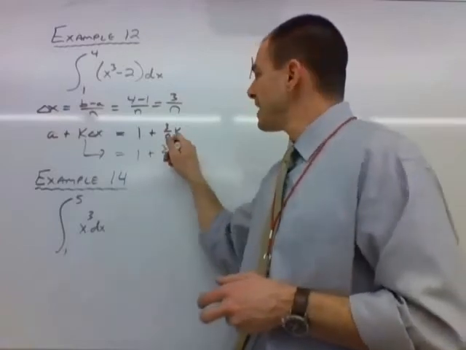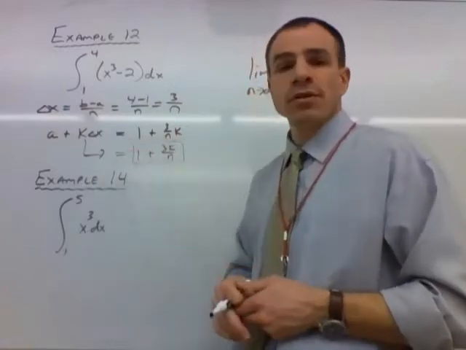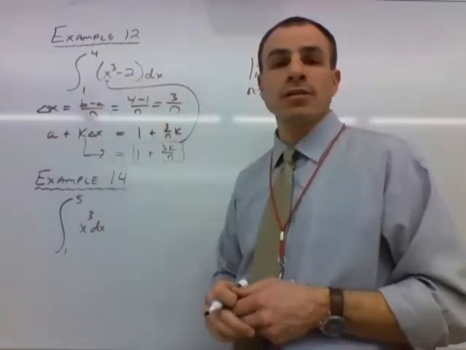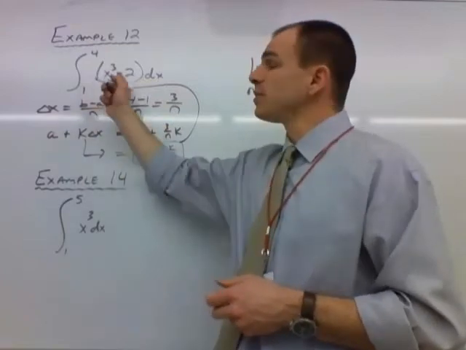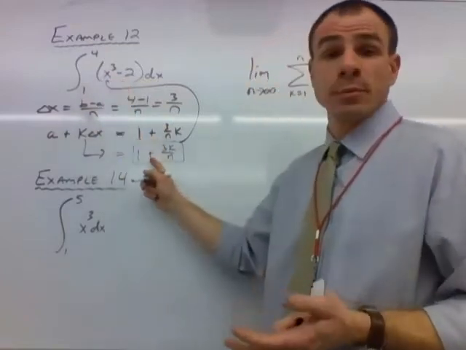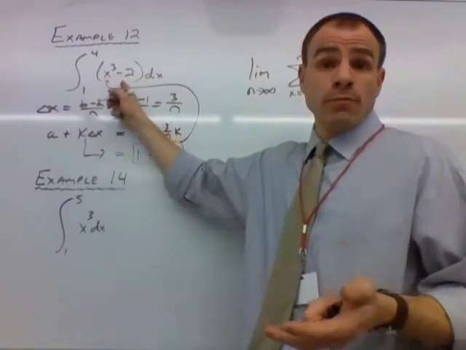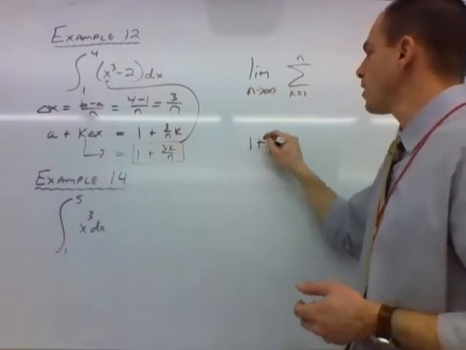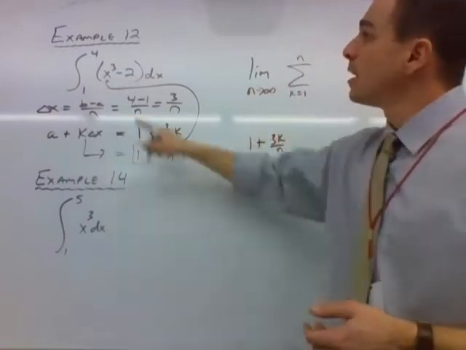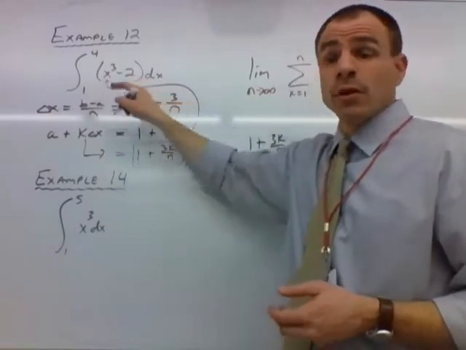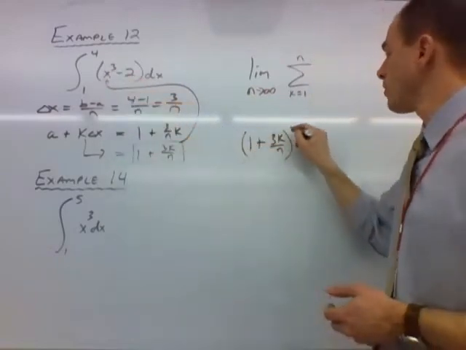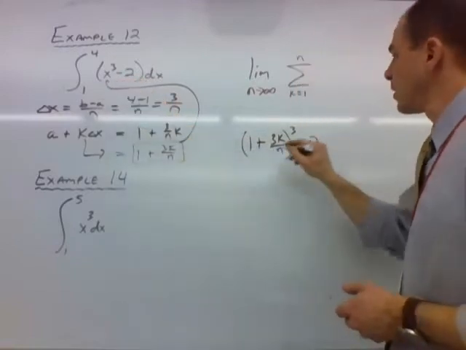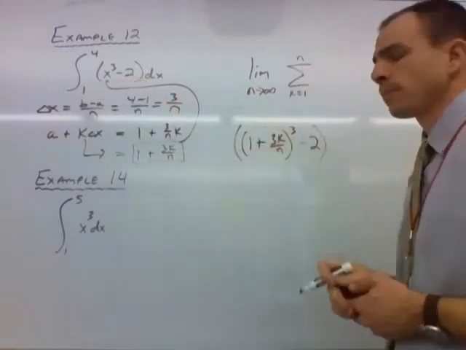So we have to take this a plus k delta x, and we need to plug it into all spots where we see an x in our original function. You can see from this template up here that we're going to need to take this term that's been boxed off, and we're going to have to cube it and then subtract 2. So I'm just going to put this over here on the side. We're going to take that 1 plus 3k over n, and we need to cube it. So let's wrap it in parentheses so that we're cubing the entire thing. And then we need to subtract 2, and that's going to get its own set of parentheses.